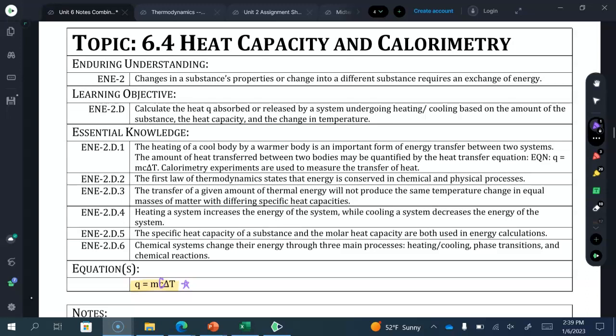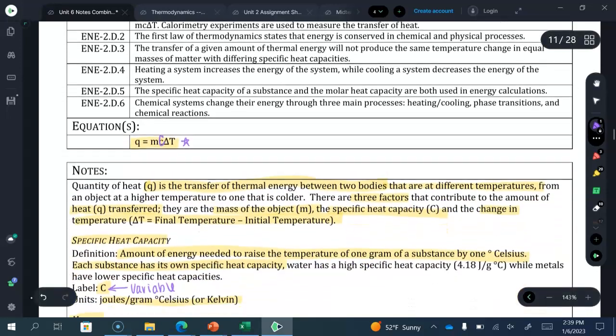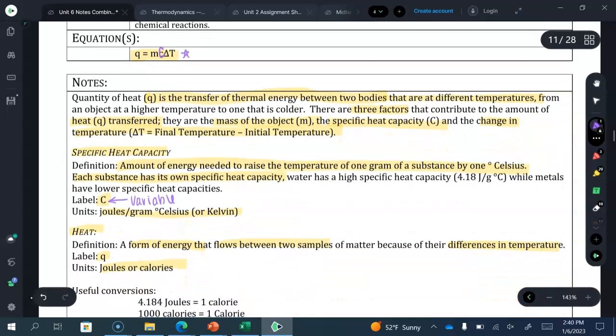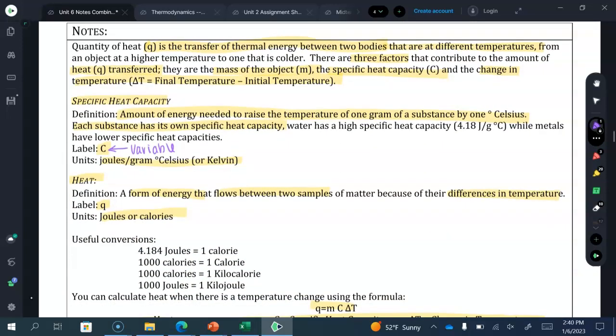By the end of these notes, you should be able to calculate the heat absorbed or released by a system undergoing heating and/or cooling based on the amount of the substance, the heat capacity, and the changes in temperature. We are going to investigate this equation where Q equals mc delta T, what these variables mean, and how we can use them in application. This is, I believe, an equation that is listed on the equation sheet provided to you on the AP test.